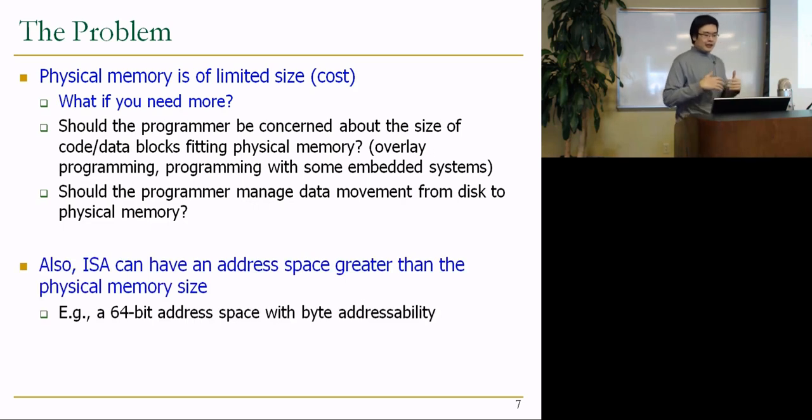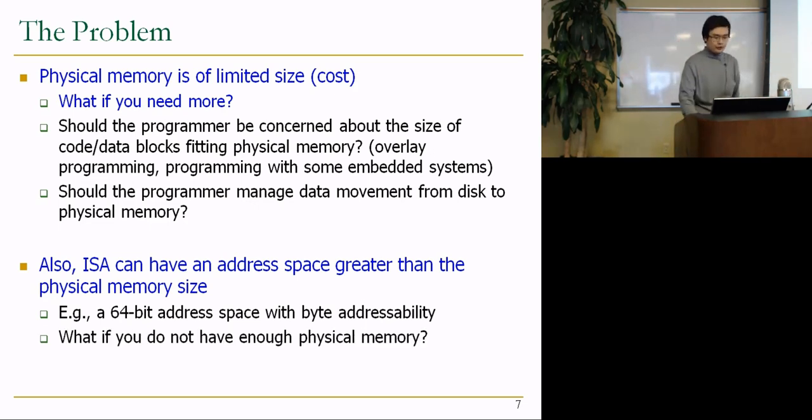Also, in addition to this, an ISA can have an address space that is way greater than the physical memory size. Say, all of the machines that you have right now probably use a 64-bit address space. Those are way more than the 4 or 8 gigabytes of memory that you have on your machine. So it's the job of the management unit that manages the virtual memory to handle all these issues.